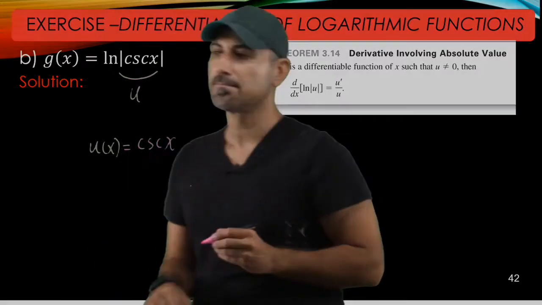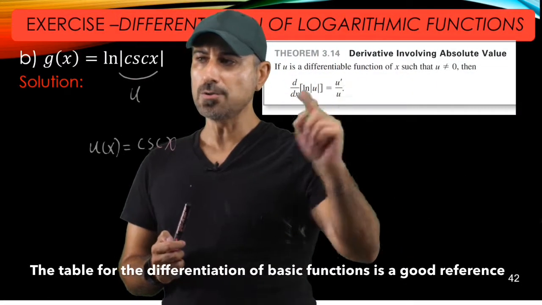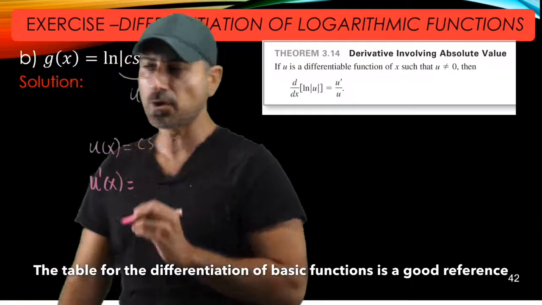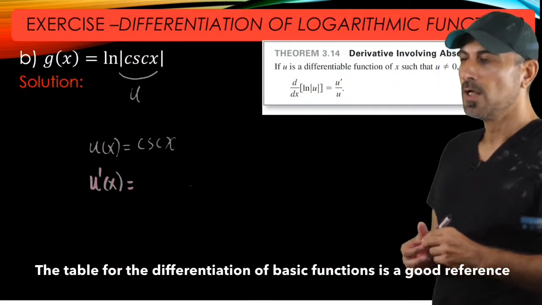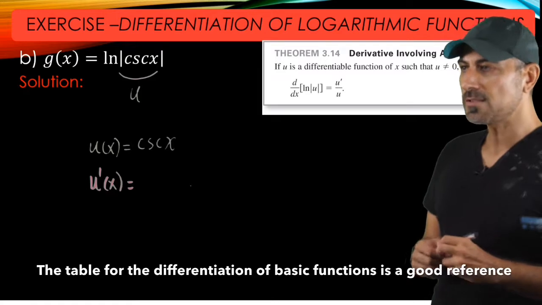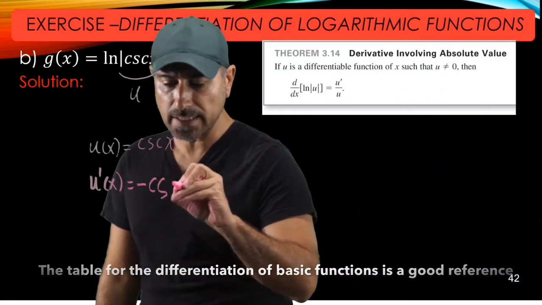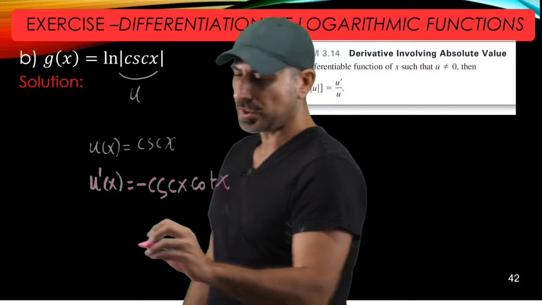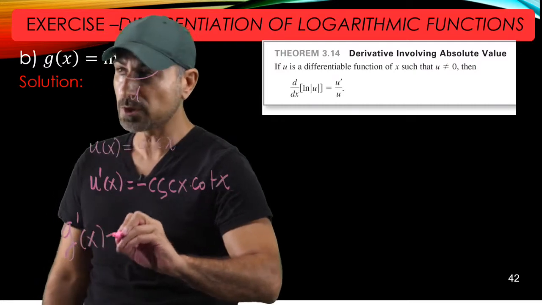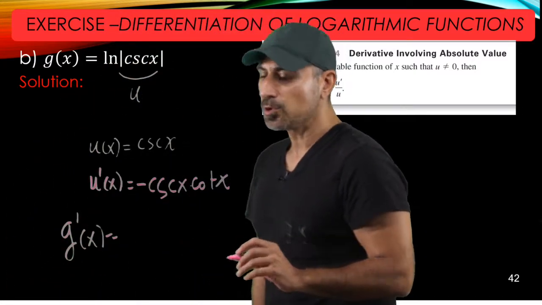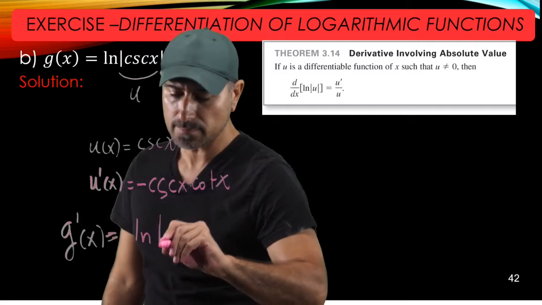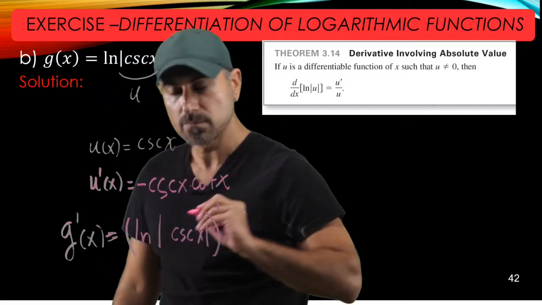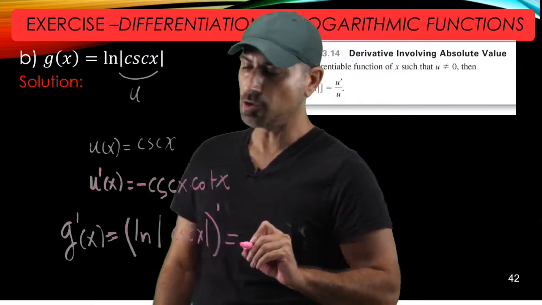And in this formula here, I only need u prime. So u prime is in fact the derivative of cosecant x, and you can read this out from the table of derivatives. That is minus cosecant x cotangent x. And using this formula, g prime of x, which is the derivative of ln of the absolute value of cosecant x, is u prime over u.